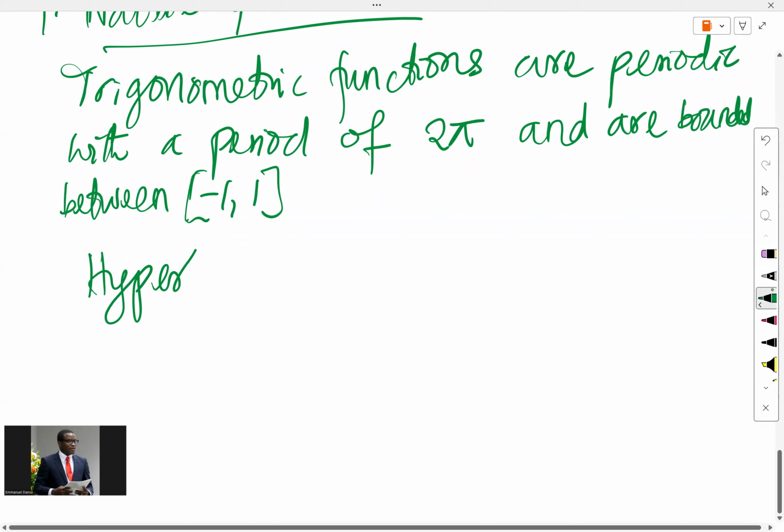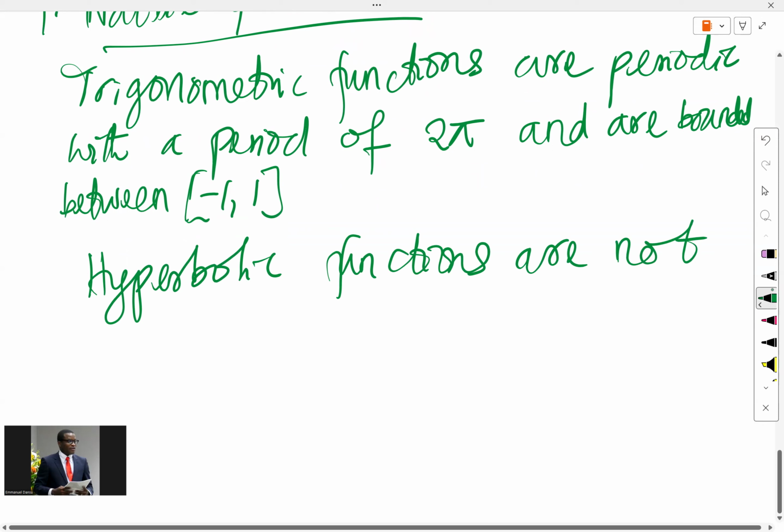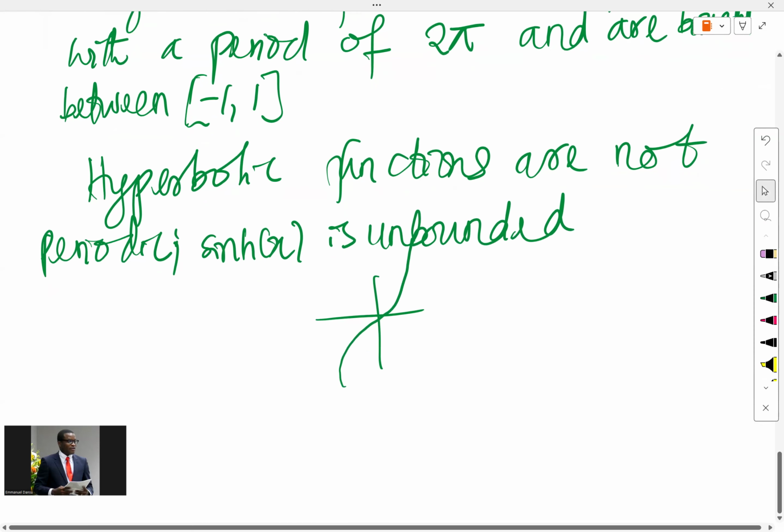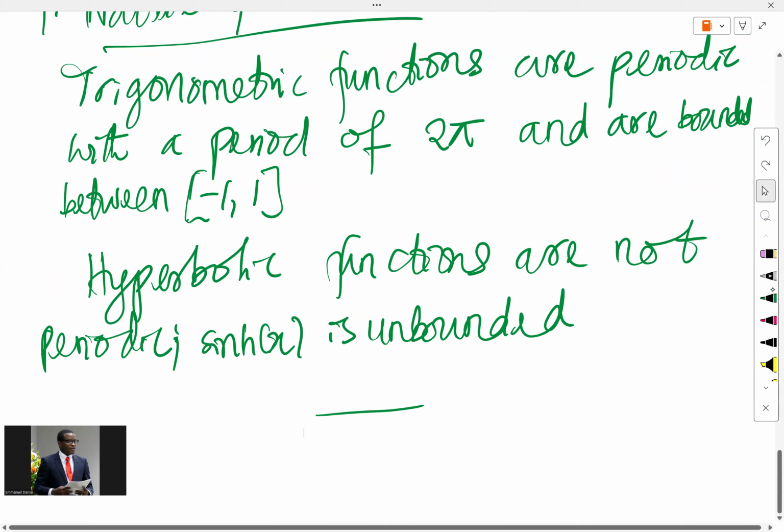Now, on the other hand, hyperbolic functions are not periodic. They are not periodic. For instance, you see that sinh x is unbounded. Because if you remember, sinh x is something like this. Like you're going here and you're busting out that way. That is sinh x. So sinh x is unbounded.